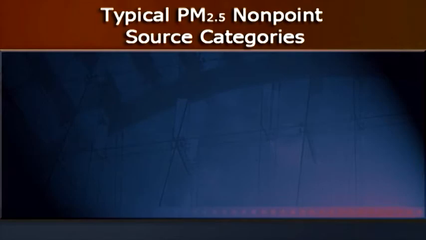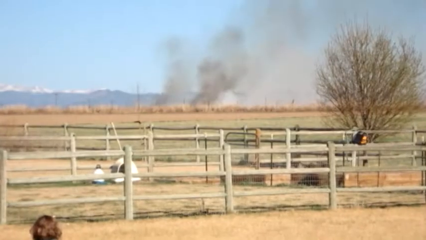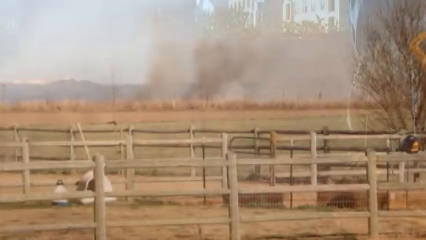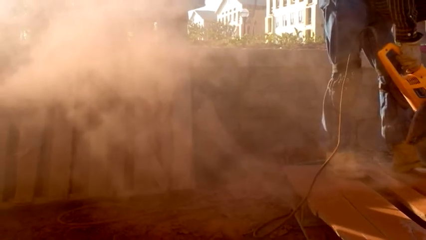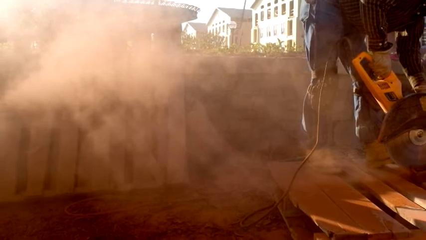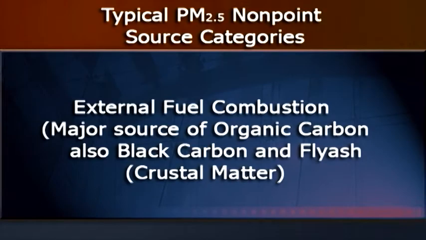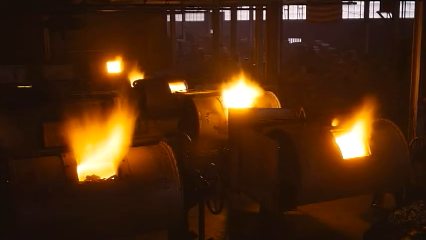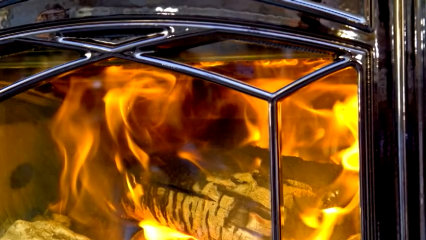Typical categories include open burning, which is a major source of organic and black carbon matter; fugitive dust, the major source of crustal matter; and external fuel combustion, which is a major source of organic carbon matter, a moderate source of black carbon, and a minor source of crustal matter. Examples of external combustion are small boilers, furnaces, and residential wood combustion.